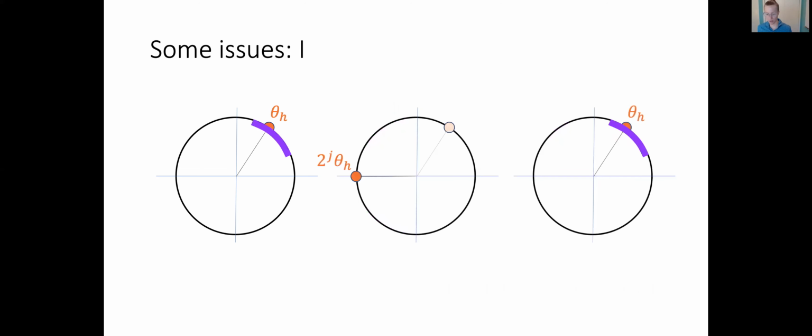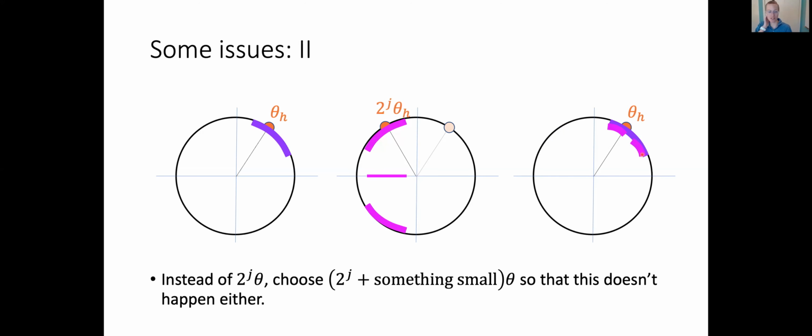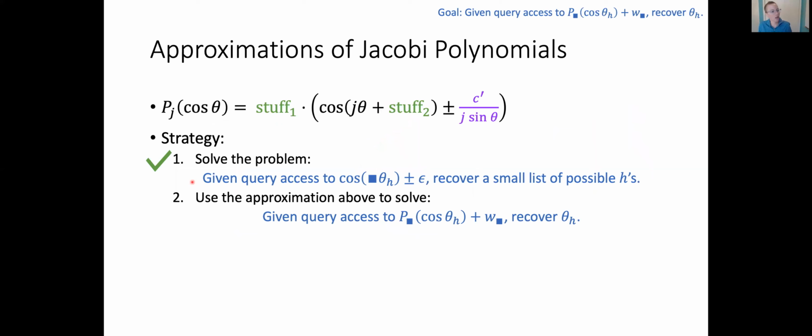For example, one hiccup might be if I happen to have 2 to the j theta land here, then this does not really help me narrow anything down because this arc is so big. Another hiccup happens with the sign ambiguity of the arc cosine. If I end up with both of these regions living inside the purple region, it also doesn't help me narrow it down. Basically, the way to deal with both of these hiccups is just to fiddle with this value of 2 to the j until it works out. That's the basic idea. Okay, so that solves this first problem.